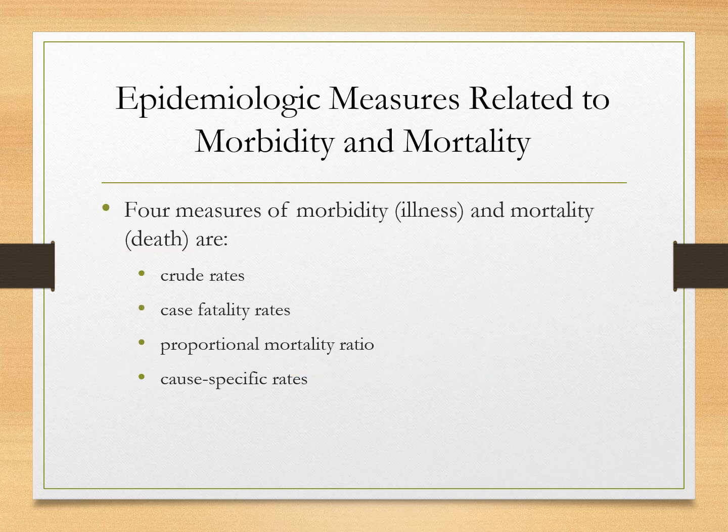To understand epidemiological measures related to morbidity and mortality, there are four measures of morbidity or illness and mortality, which is death. These measures are crude rates, case fatality rates, proportional mortality ratio, and cause-specific rates. Let us discuss these in the next few slides.